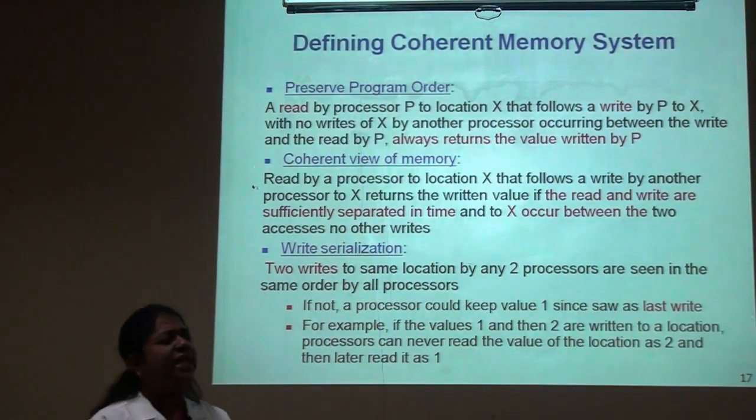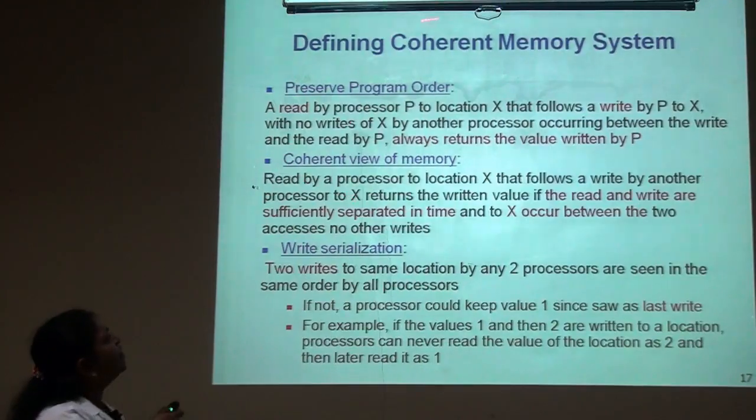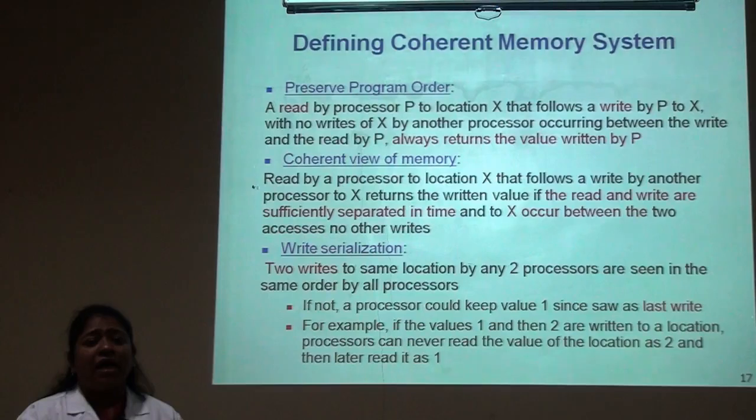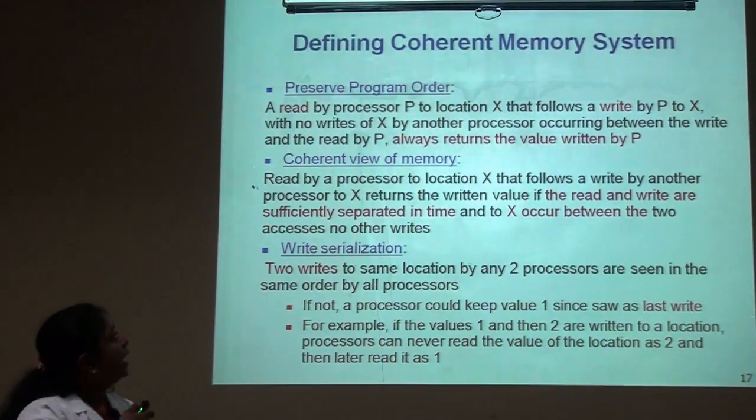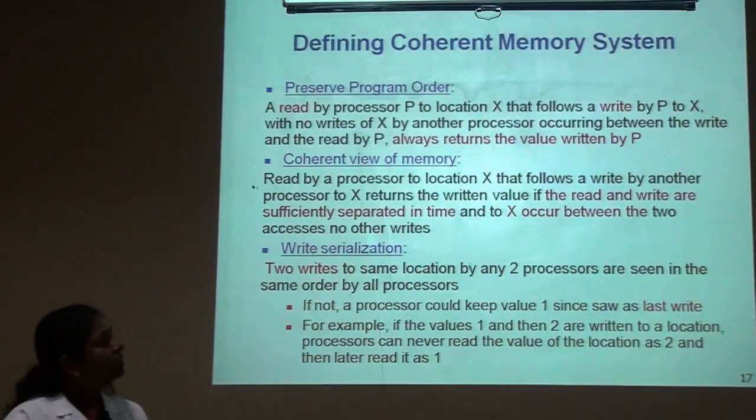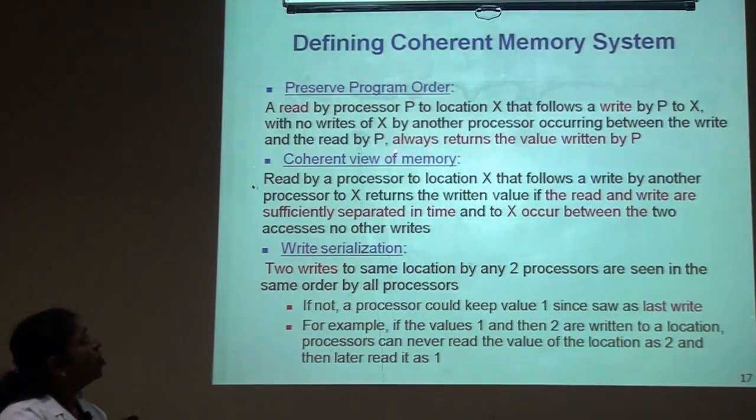Here we are having three different things. The first one is preserve the program order. When the processor uses the data, first we issue one read and after that we issue one write. Between the read and write, we have to check what is the recent write value to be taken. That is very, very important, because always the recent write value must be returned by the processor. That property is called preserve program order.